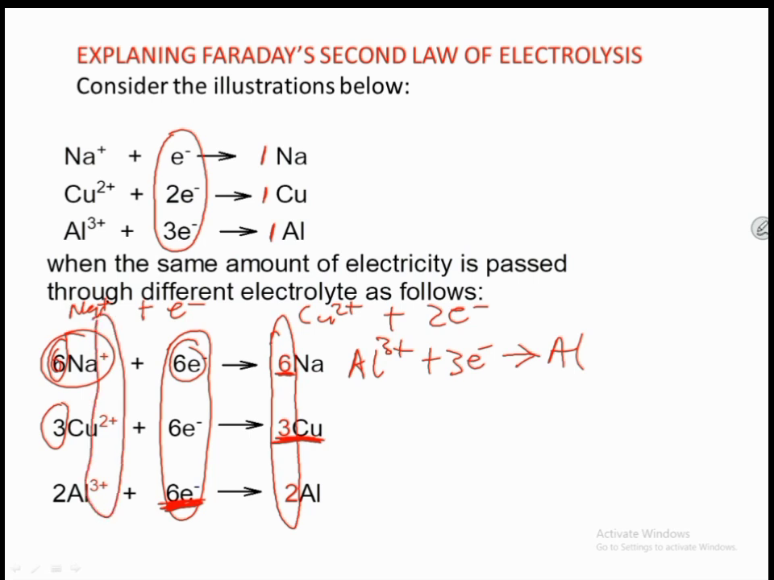It means as the charge is increasing, +1, +2, +3, what's happening to the mole of the substance formed for different electrolytes? The moles are reducing. That's 6, 3, 2. That's reducing. So that's inversely proportional according to Faraday's second law.